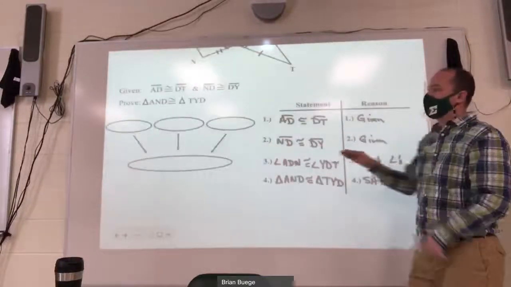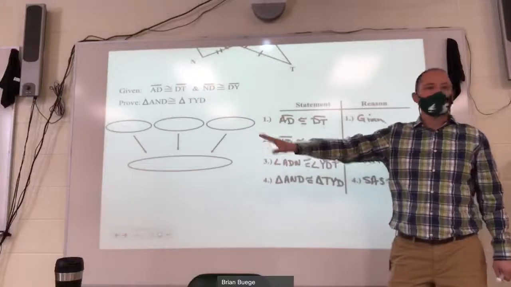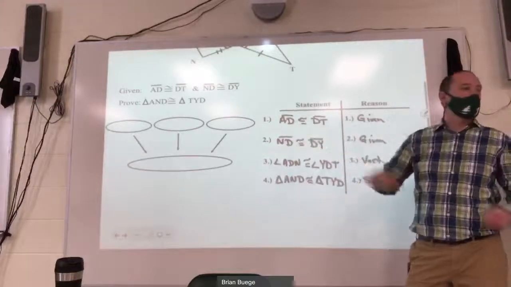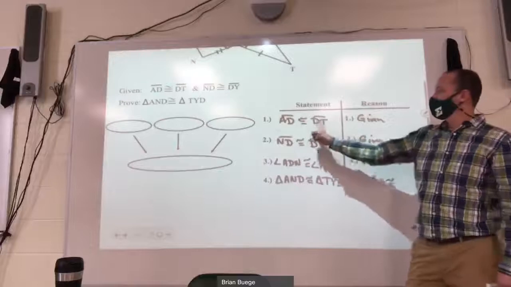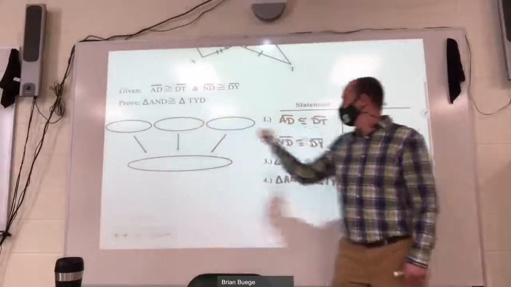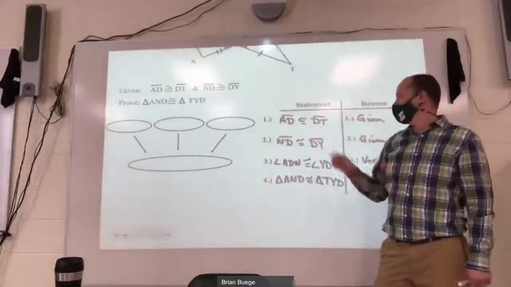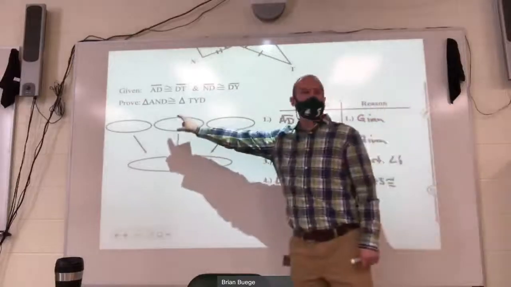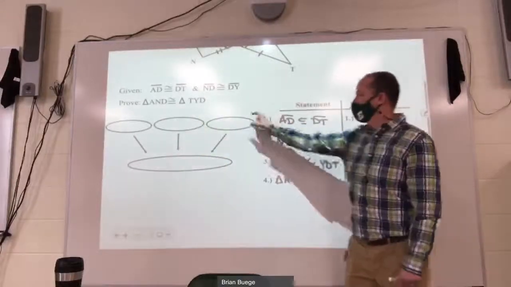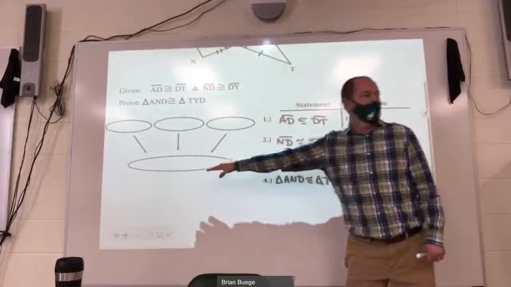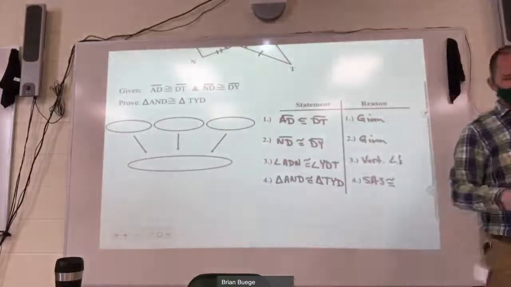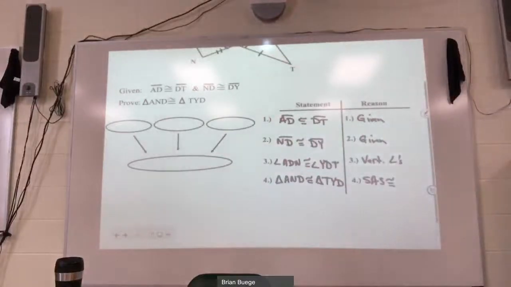If you like the flowchart idea better, let's say the flowchart in general makes more sense to you. The only difference is your first statement would go in one bubble with the given right below the bubble. Second statement and reason would go in the next bubble. Third one would go in the next one, and the final part would be down here. Okay, so it's just a different way of organizing it is all that's going on.